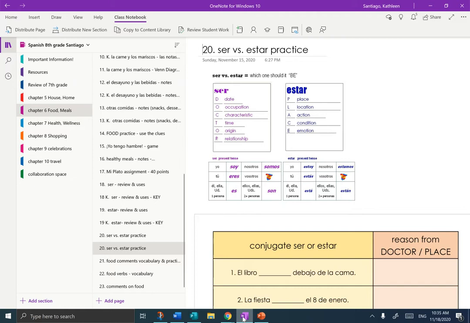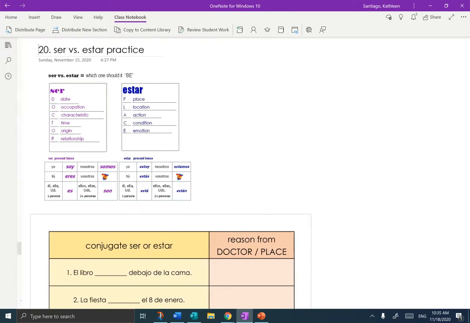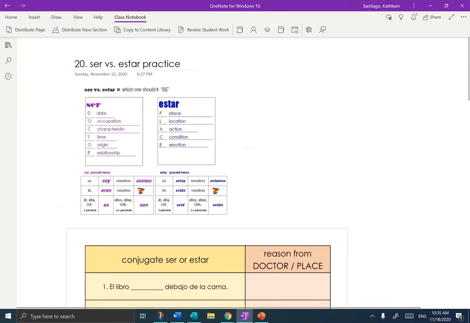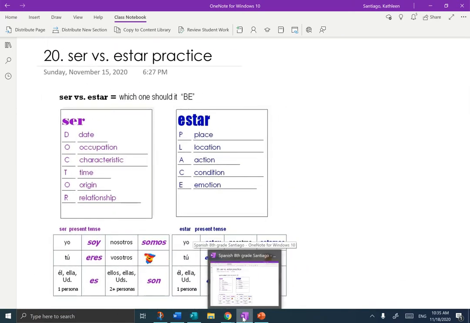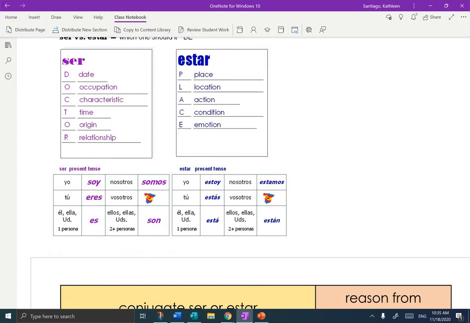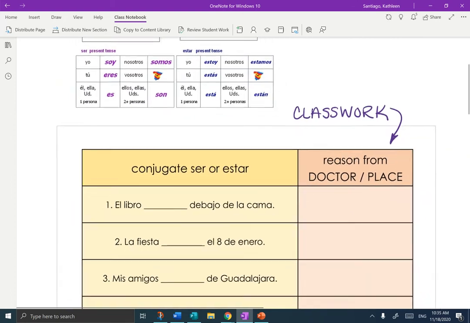I wanted to go through the classwork with you on the Ser versus Estar practice page. So I'm in your OneNote, chapter 6, page 20. I'm going to get rid of the table of contents, and the first thing I want to talk about is how, when I make it big, I have included on the top of the page the Ser and Estar DOCTOR and PLACE charts to help you, and the conjugation charts. So this part right here is the classwork, the cream and peach part. This is the classwork that I want to help you understand how to do.